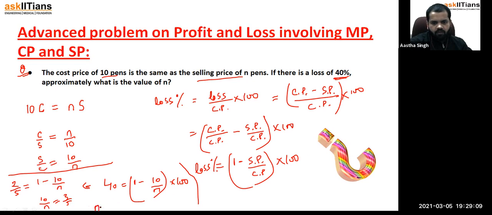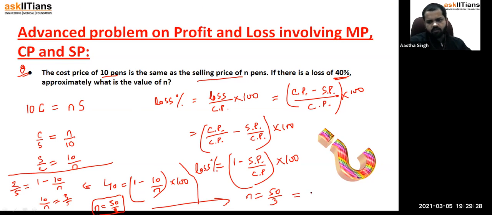From here, your n will be what? N will be 50 upon 3. And 50 upon 3 is what? Some 16.999, right? So just write approx 17.